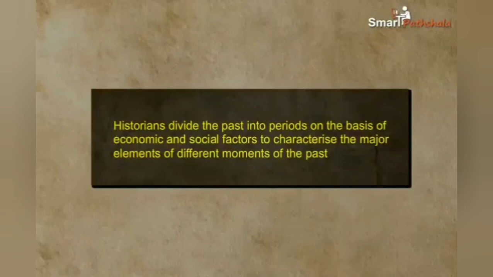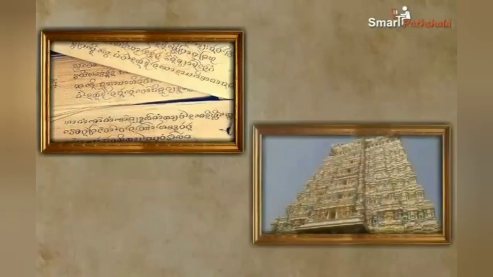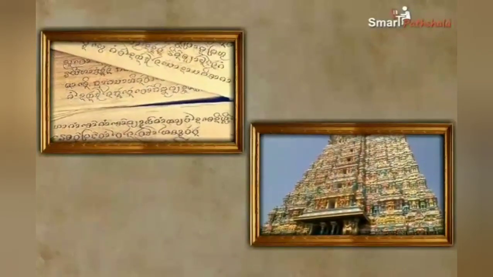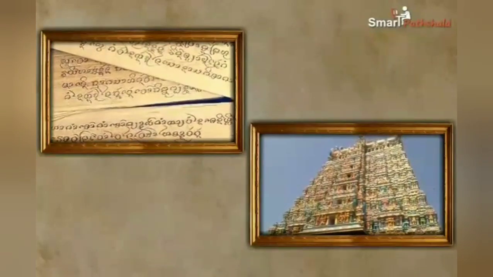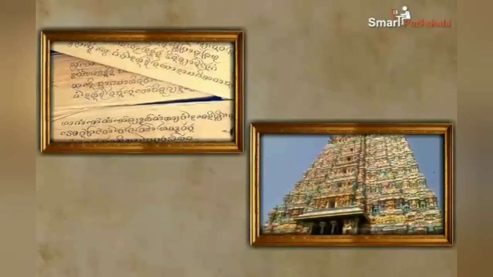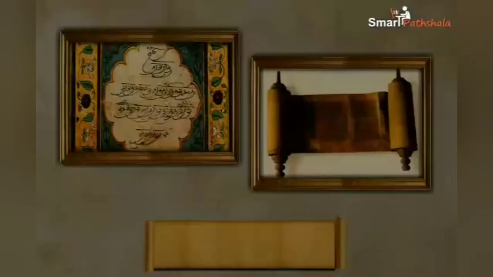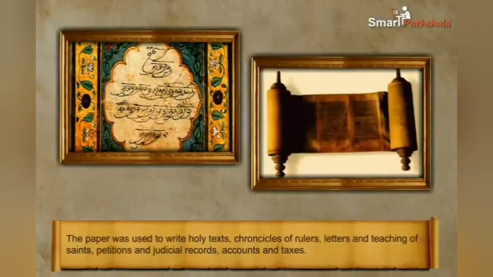Historians divide the past into periods on the basis of economic and social factors to characterize the major elements of different moments of the past. The manuscripts were collected by wealthy people, rulers, and temples. They kept them in their collections, libraries, and archives. These scripts have enormous knowledge with them which was useful to them. Paper was used to write holy texts, chronicles of rulers, letters, teachings of saints, petitions, judicial records, accounts, and taxes.